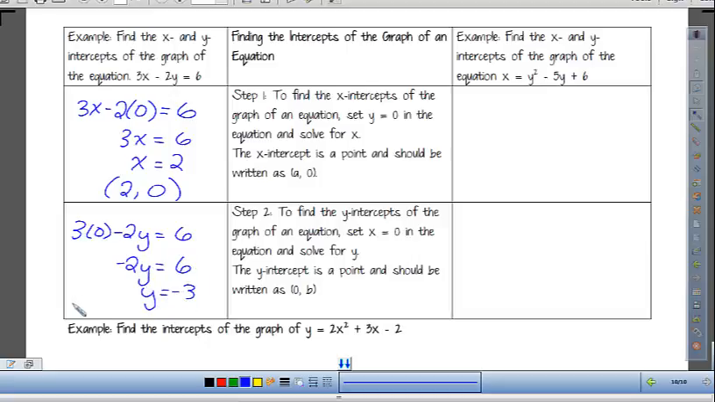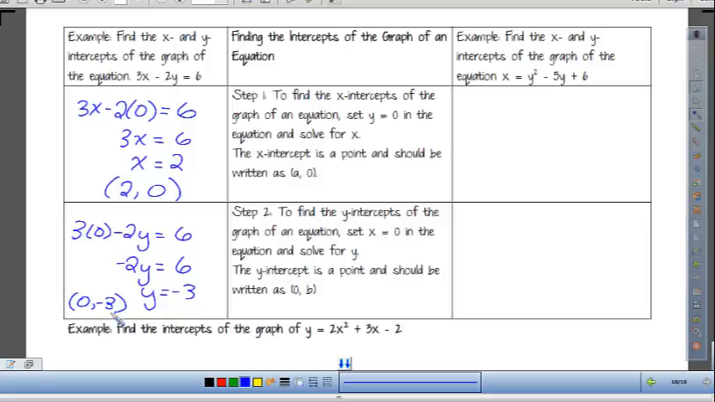And so we get what? Y equals negative 3, and our point is 0, negative 3. That's our y-intercept. Okay. All right, what about this other one? What type of function is that?